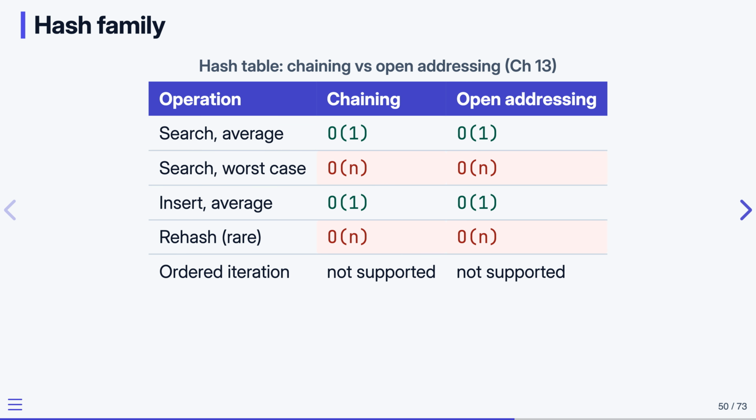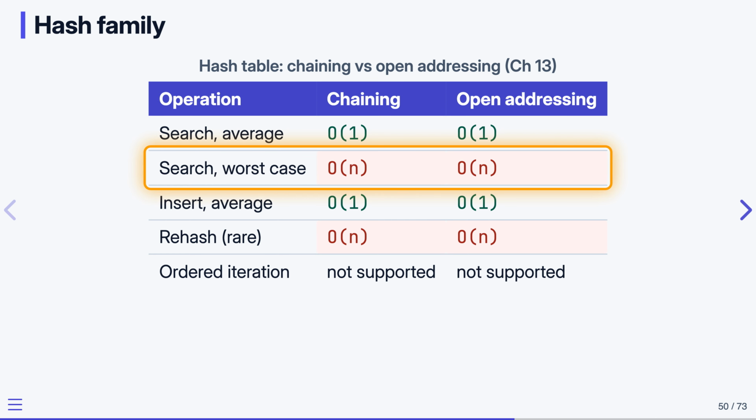The hash family has one structure, the hash table. We compare its two ways of handling collisions, chaining and open addressing. On average, both chaining and open addressing find a key in big O of 1. In the worst case, when many keys land in the same place, both slow down to big O of n.